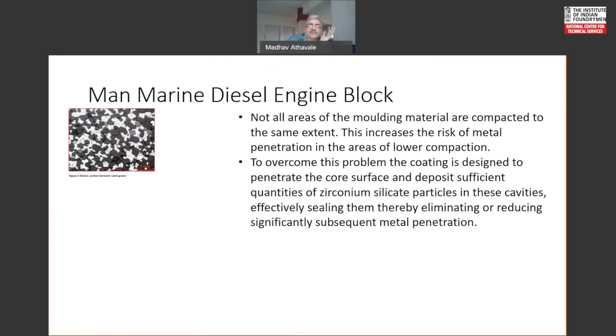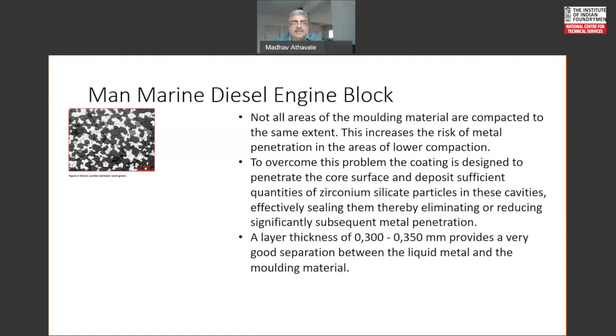Now, to overcome this issue of uneven compaction and openness of the surface in some areas, they designed a coating to penetrate the core surface and deposit sufficient quantities of zirconium silicate in this case, in these cavities, sealing them, and then either eliminating or reducing the metal penetration. So a base coating in specific areas, sort of an anti-penetration coating you can call.